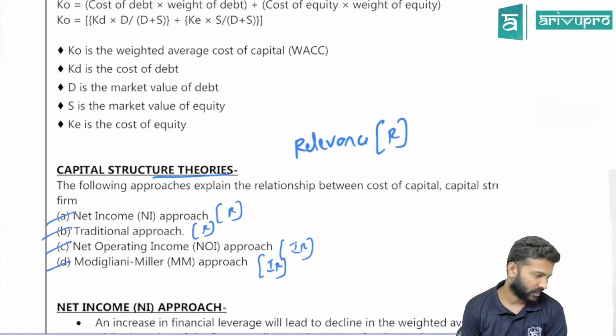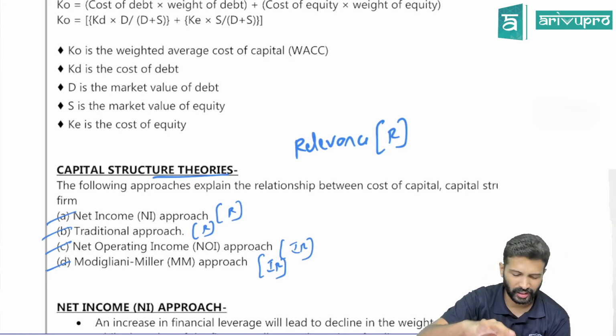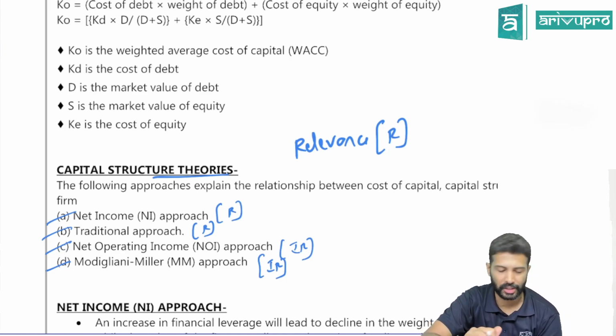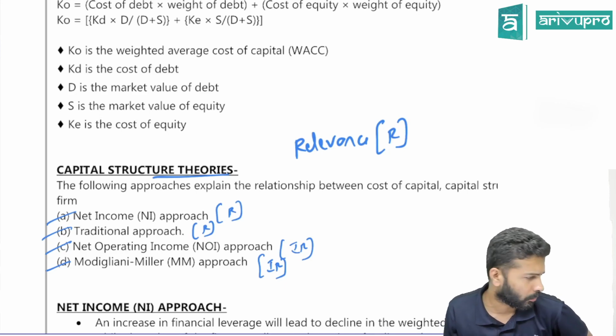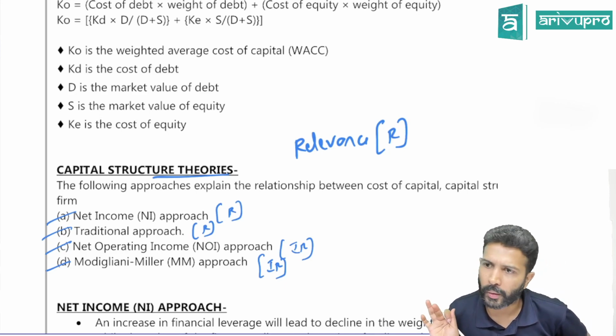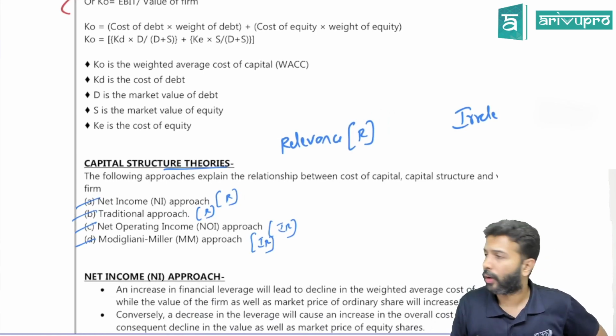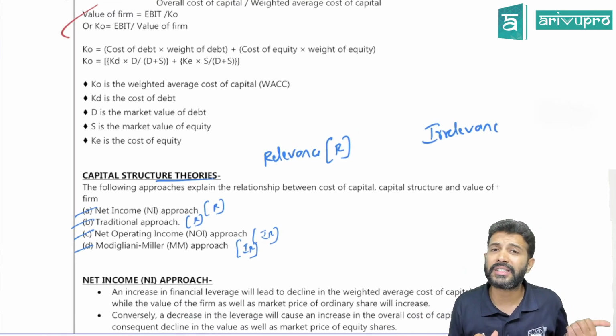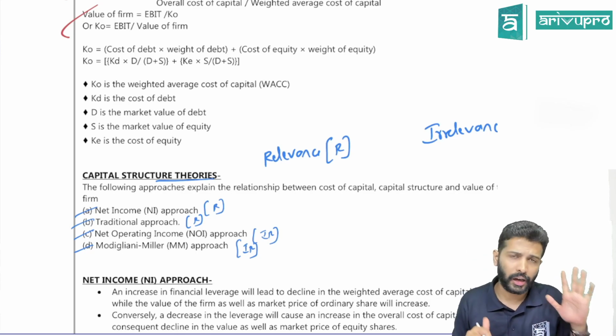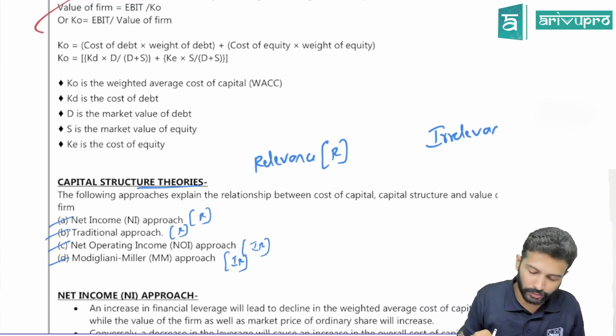We'll just spend a little time on this. There's a little bit of theory, not much expected in examination, but quickly we'll run it by, just in case they ask. At least two points we'll remember to be on the safer side. So broadly only two theories. What are those? Relevance and irrelevance. Under relevance theory, let's take up the first one.